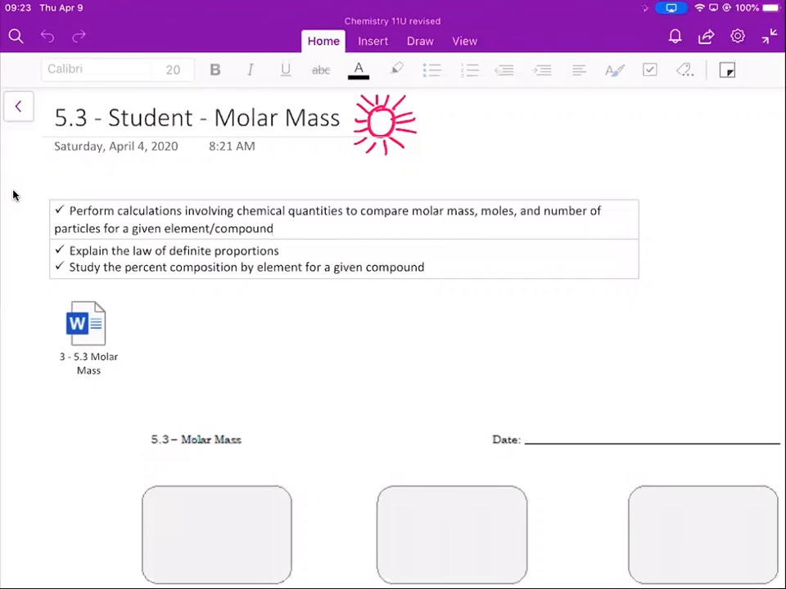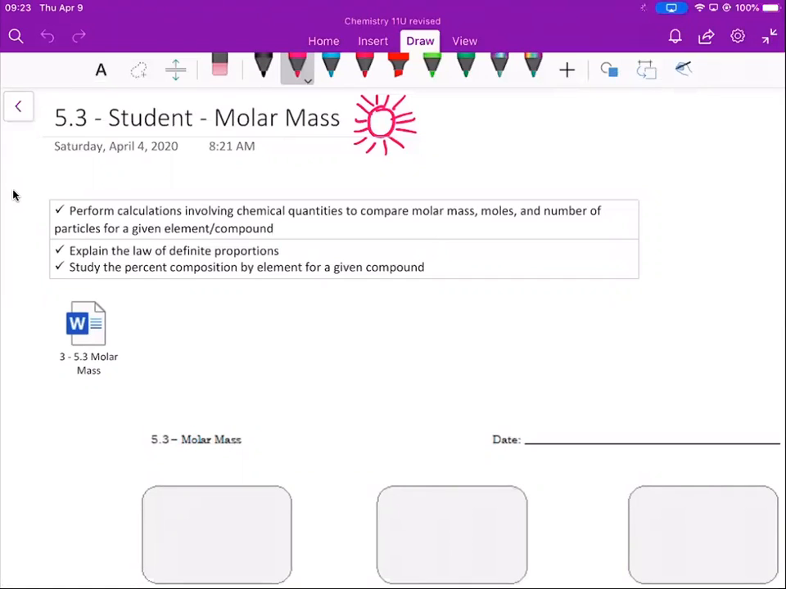So looking at 5.3, we're going to look at molar mass and how everything connects. What I want from the curriculum expectations, how I'm marking you guys, is if you succeed with curriculum expectations or not. I'm looking at if you can perform calculations involving chemical quantities to compare molar mass, moles, and number of particles for a given element and compound.